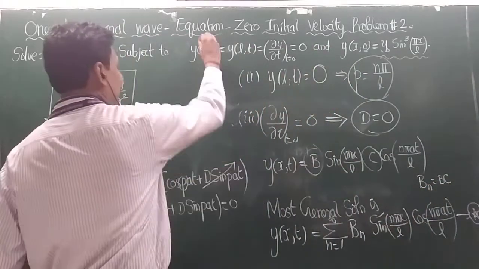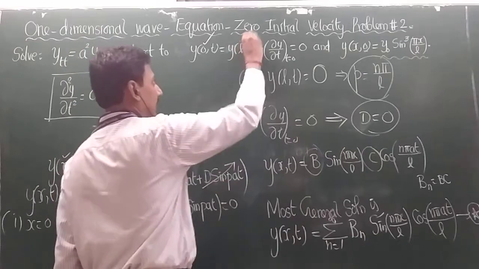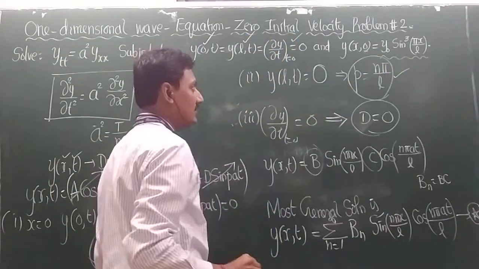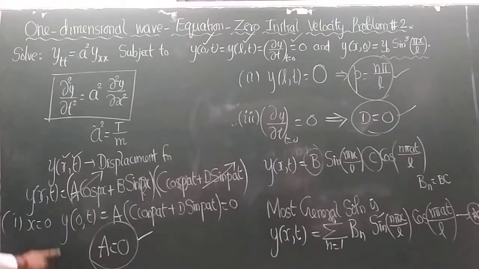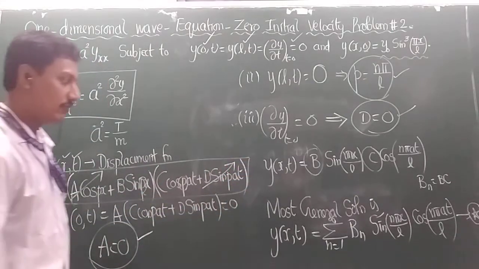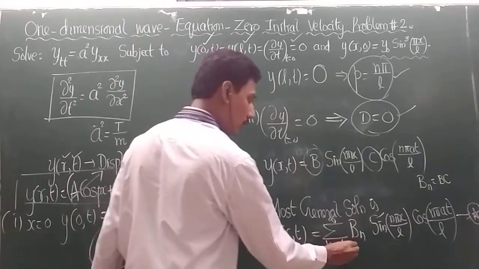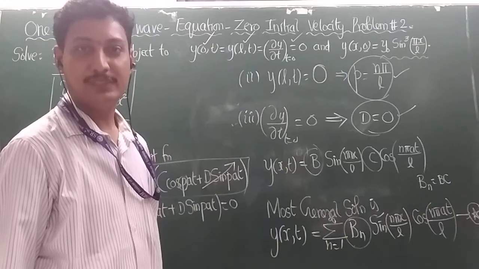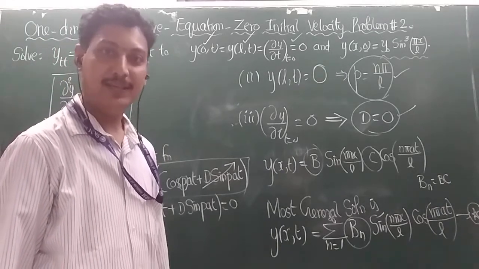I apply the first boundary condition, we get a equal to 0. Substitute x equal to L, we get p equal to n pi by L. By taking the initial velocity 0, we get d equal to 0. So by using these three zero boundary conditions, we got the most general solution. Still I have one more arbitrary constant, Bn. So how to determine this arbitrary constant Bn?